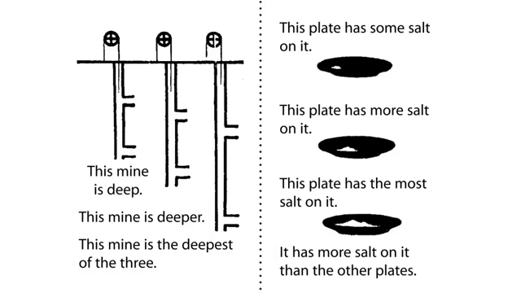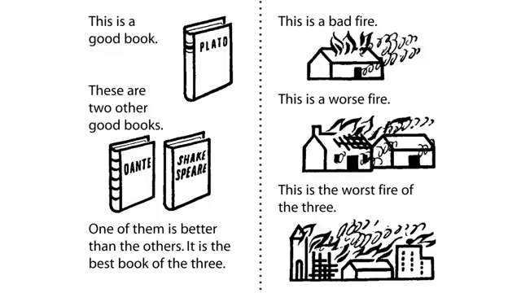This plate has some salt on it. This plate has more salt on it. This plate has the most salt on it. It has more salt on it than the other plates. This is a good book. These are two other good books. One of them is better than the others. It is the best book of the three. This is a bad fire. This is a worse fire. This is the worst fire of the three.